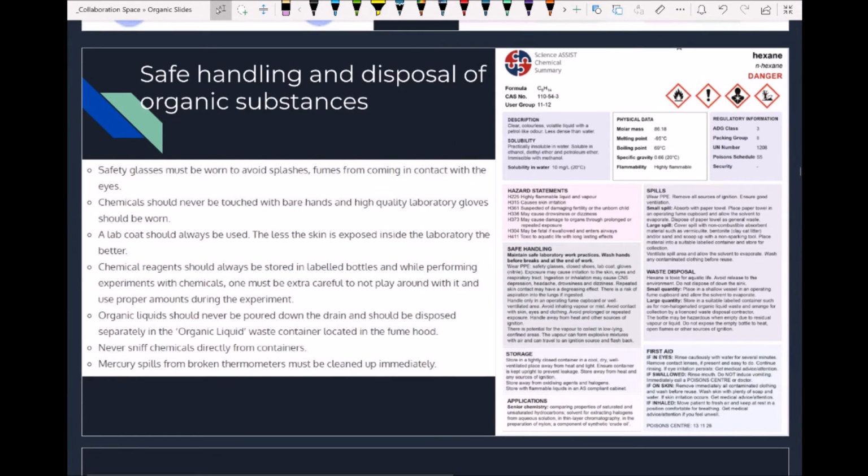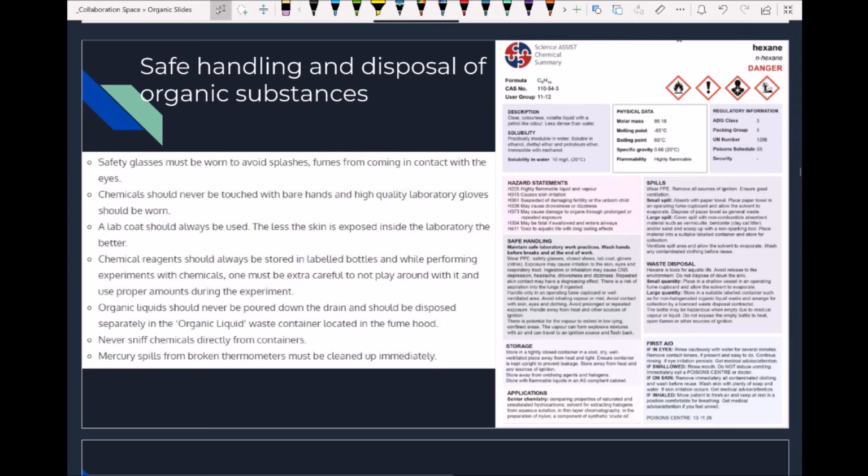Alright, so the safe handling and disposal of organic substances. Go ahead and pause the video, have a read of the information here on this chemical summary. Have a good read through it.